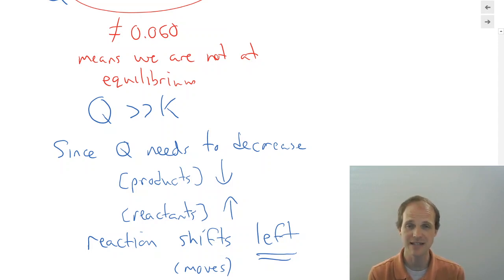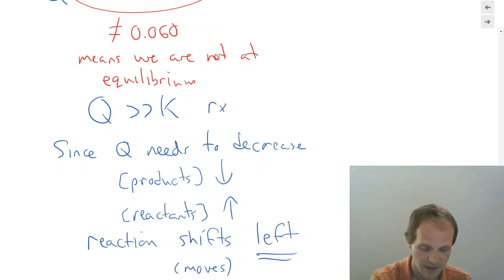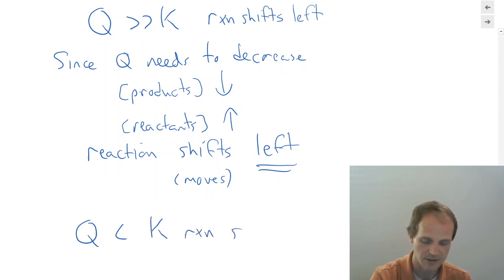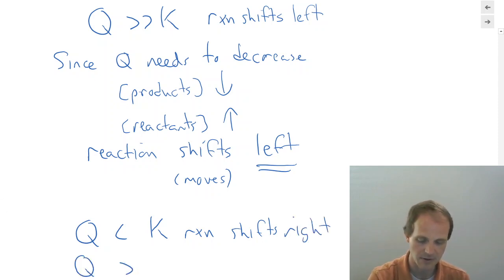If Q was much less than K, if Q was way too small, we'd have to increase that numerator, which is our products, and decrease the denominator, which is our reactants, and we say the reaction shifts to the right. So if Q is greater than K, reaction shifts left. If Q is less than K, the reaction shifts right.